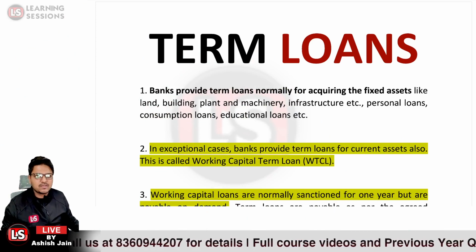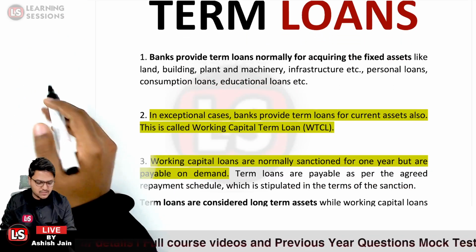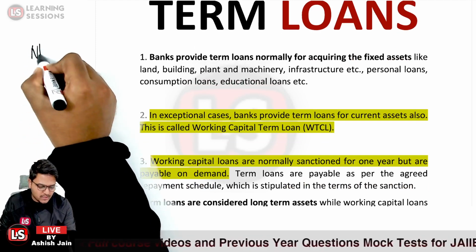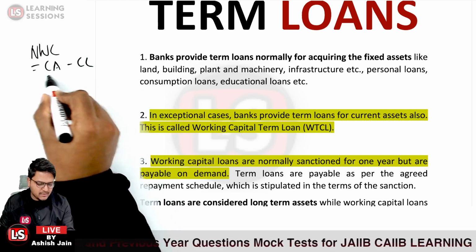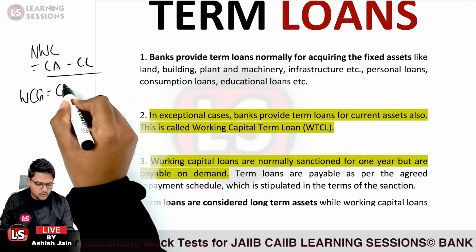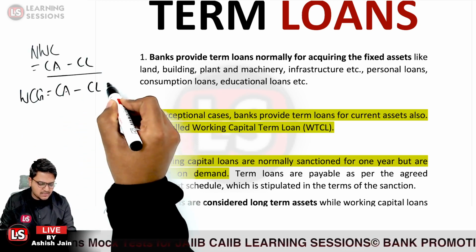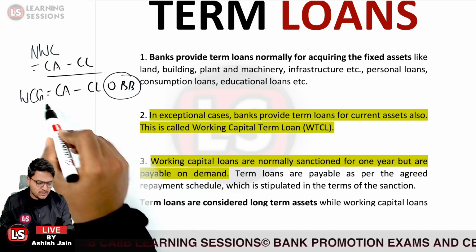In case we consider the previous chapter itself, that is the analysis of the financial statement, I just told you that net working capital is equal to what? It is basically equal to current assets minus current liabilities. And what was working capital gap? The working capital gap was equal to current assets minus the current liabilities other than bank borrowings. Okay, so that was working capital gap.